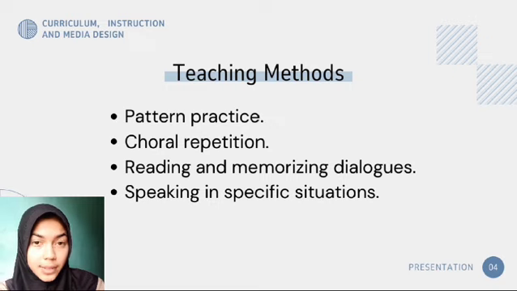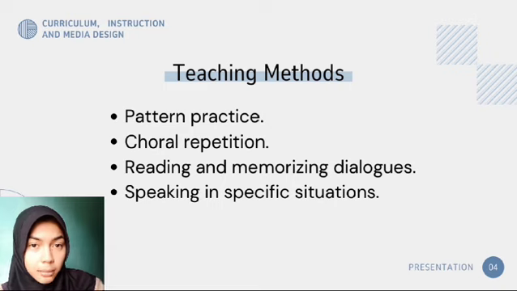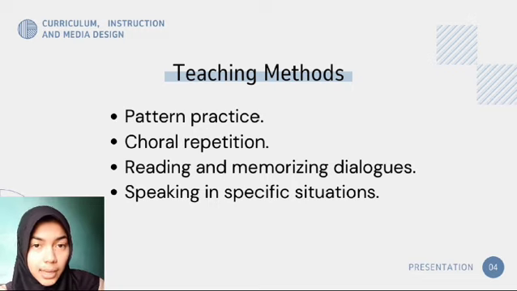Okay, next material is teaching methods. In this approach, language is taught using structured activities such as pattern practice. It means repeating sentence structures until they become familiar. Next, choral repetition. It means the teacher says a sentence and the class repeats it together. Next, memorization of dialogues. It means students learn useful conversations for everyday situations.